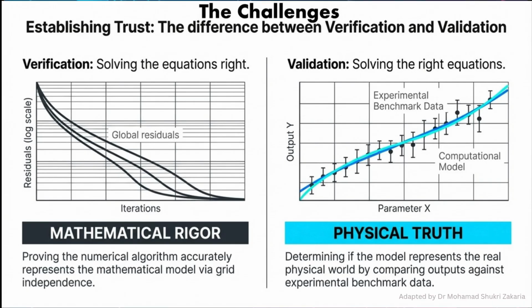So how do you make sure you can actually trust your results? It comes down to two critical ideas: verification and validation. Verification is the first step. It asks, am I solving my equations correctly? This is about bug checking your code, making sure the math is sound. It's about mathematical rigor. But validation, that's the much bigger, more important question. It asks, am I solving the right equations? This is about physical truth. This is where you have to take your simulation and compare it against real-world experimental data to prove your model actually reflects reality. You absolutely need both.